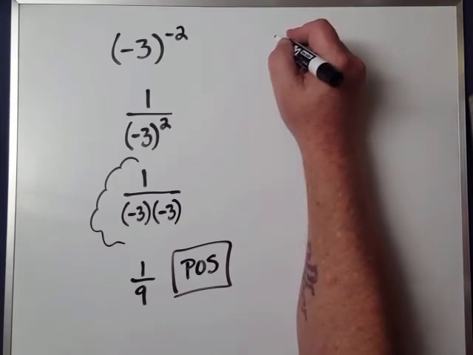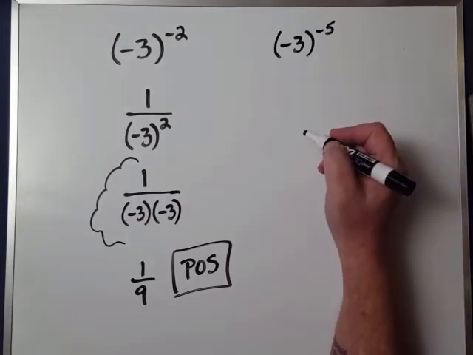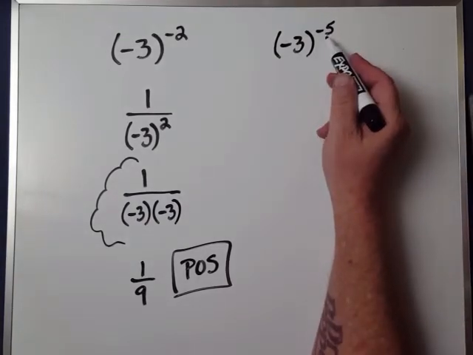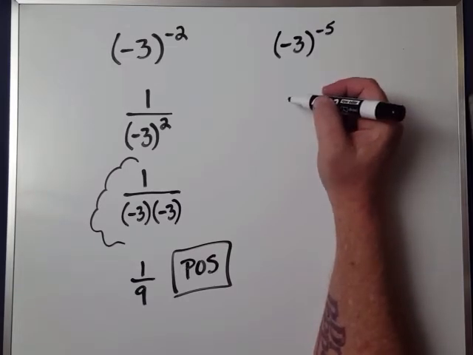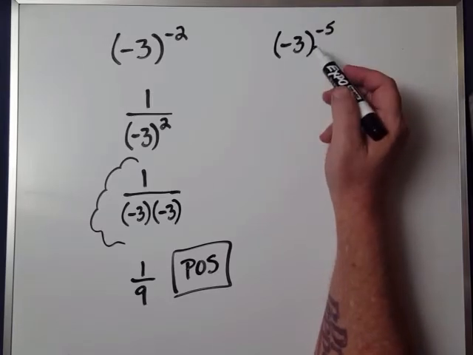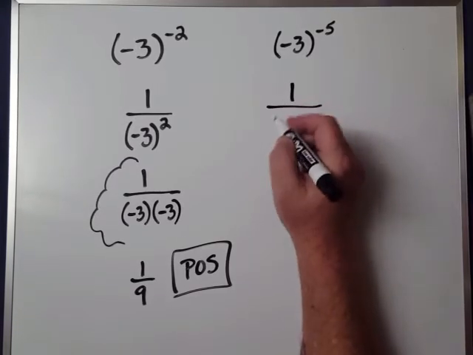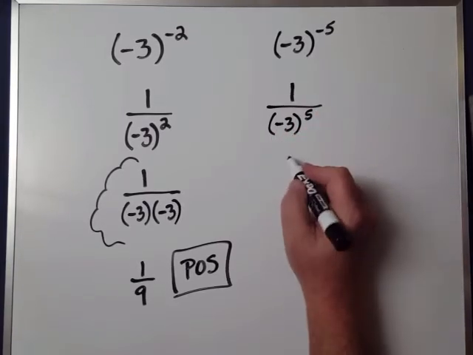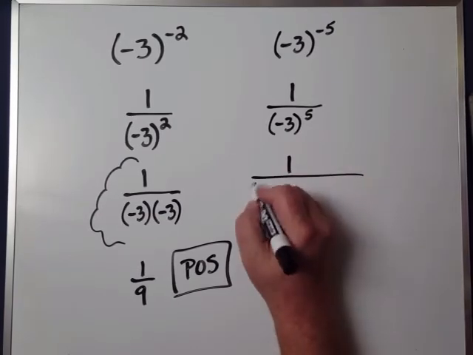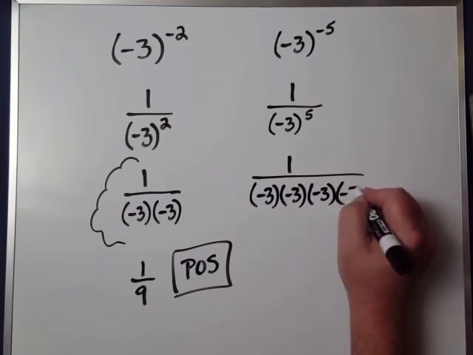That being said, what would the sign on this answer be? If I have a negative raised to an odd power, we know from last time a negative to an odd will always turn out to be negative. If we were to work this one out, we would say that this is 1 over this same base raised to the positive 5th power, which would be 1 over 5 factors of -3 multiplied together.